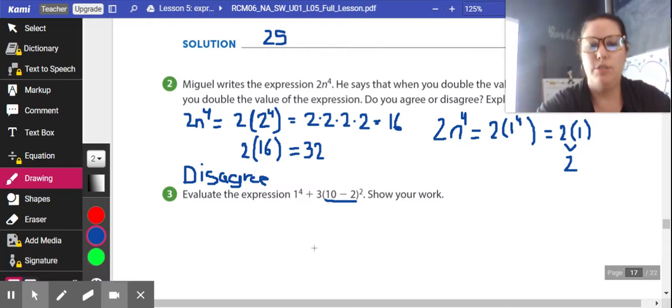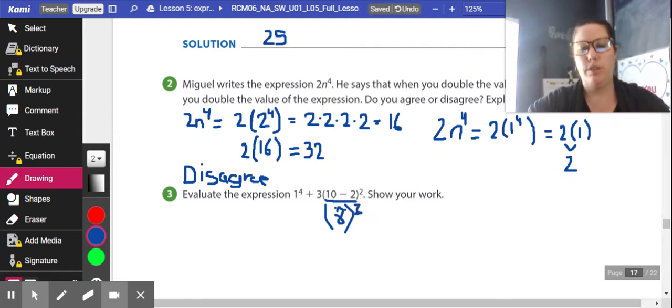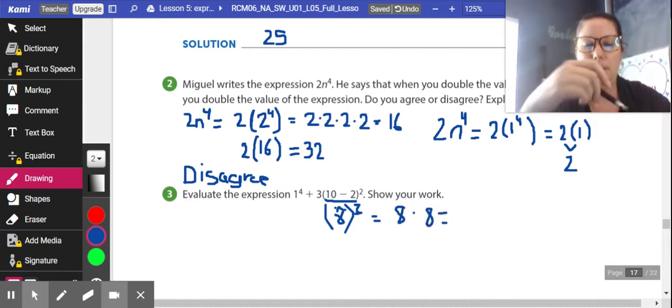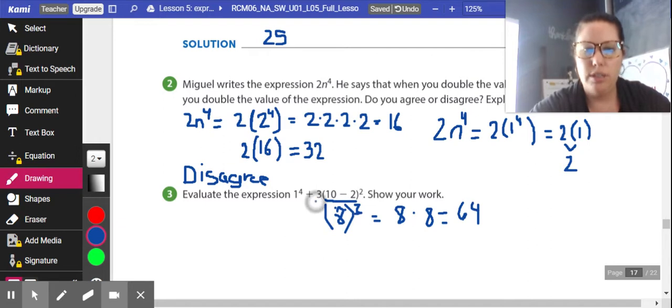Let's go ahead and subtract that. What is 10 minus 2? 8, right? So 8 is still in parentheses, so 8 is what's going to be squared. We're going to do 8 times 8, because we're going to do exponents next. What is 8 times 8? 64. Yep, 64.